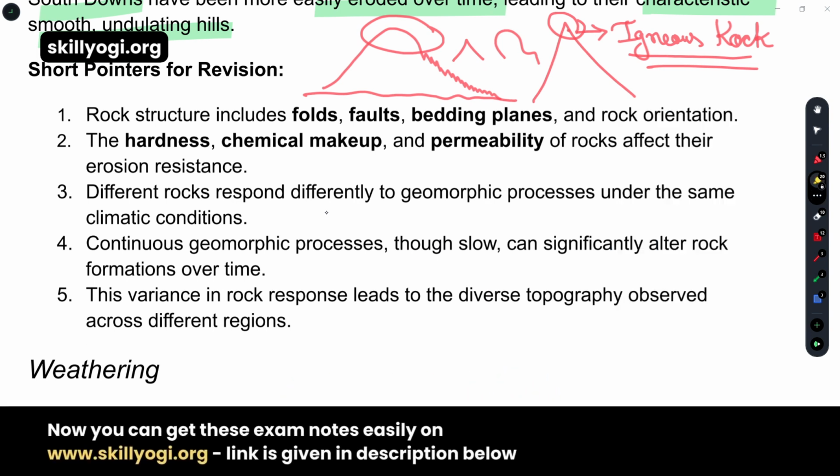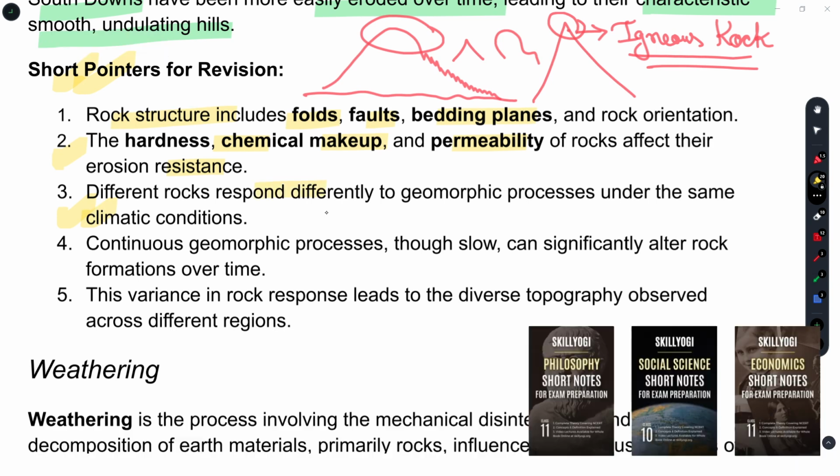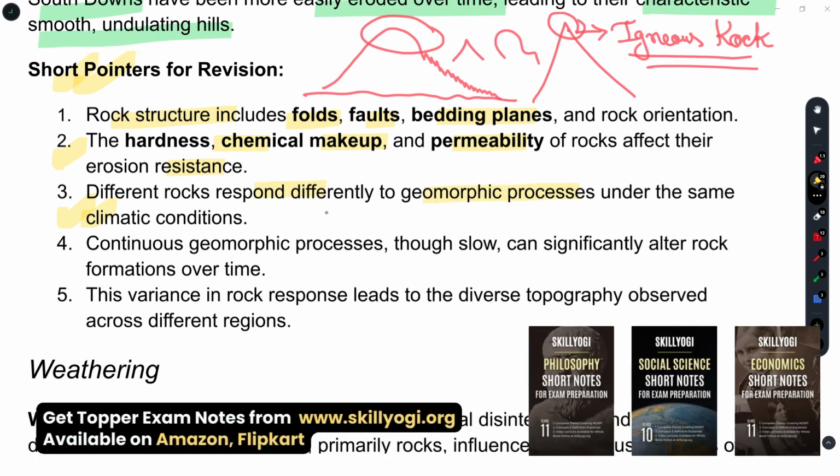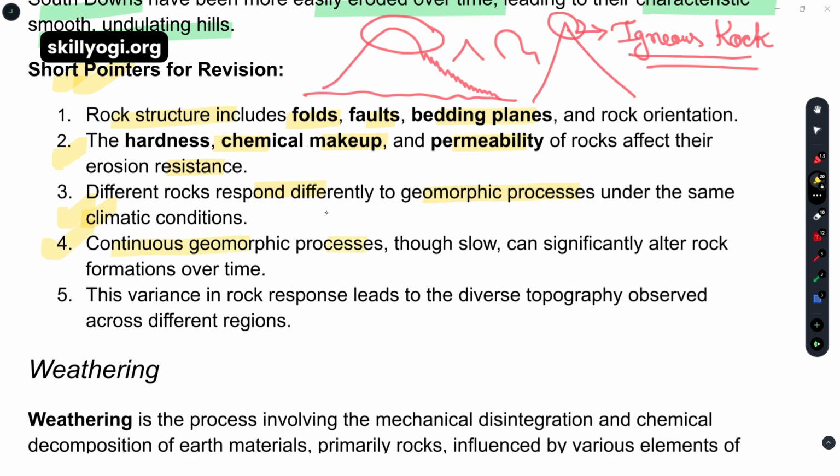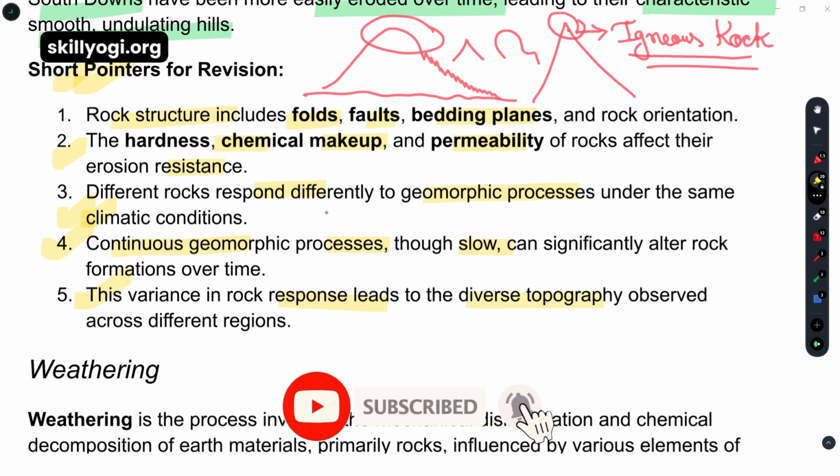Now come to the short pointers for revision. What is written there? The rock structure, which includes the folds, faults, bedding planes, hardness, chemical makeup, and permeability of the rocks, affects erosional resistance. Different rocks respond differently to different geomorphic processes. Just now I explained how it reacts, and continuous geomorphic processes are going on. Sometimes they work very slowly, sometimes suddenly. And this variance in rock response leads to the diverse topography which we can observe in different regions.